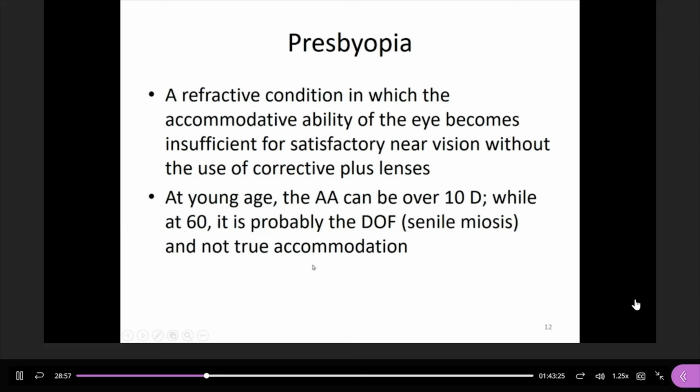It is something to do with the accommodation. Maybe they have lost all the accommodation, but since they have a very small pupil, that will also help them improve the vision. And also, I don't know if you have done this in your secondary school, the pinhole camera. If you want to make a good pinhole camera, you need to make a very tiny hole. You cannot make a very big hole. If you want a very sharp, high quality image, you should make a very small aperture.